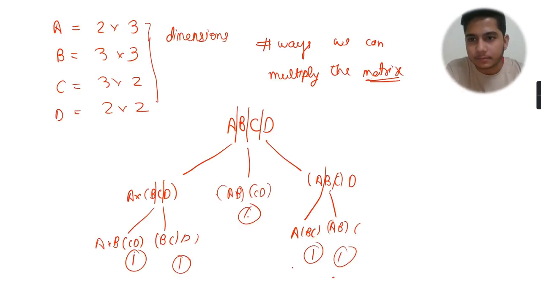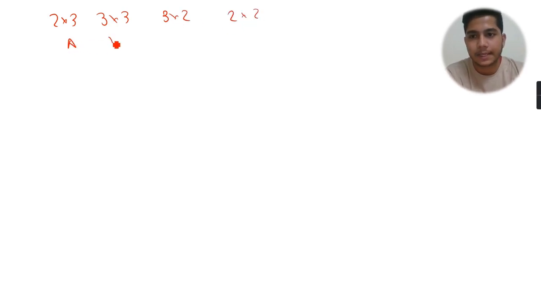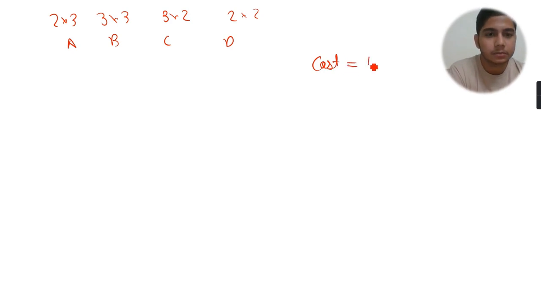Now the question rises, it was 2 3, 3 3, 3 2, and 2 2. It was A, it was B, it was C, it was D. Now let's discuss what the cost is. So cost is equal to multiplying dimensions.